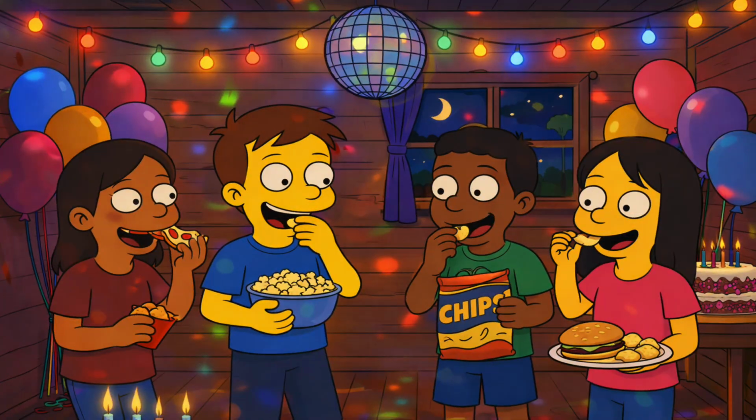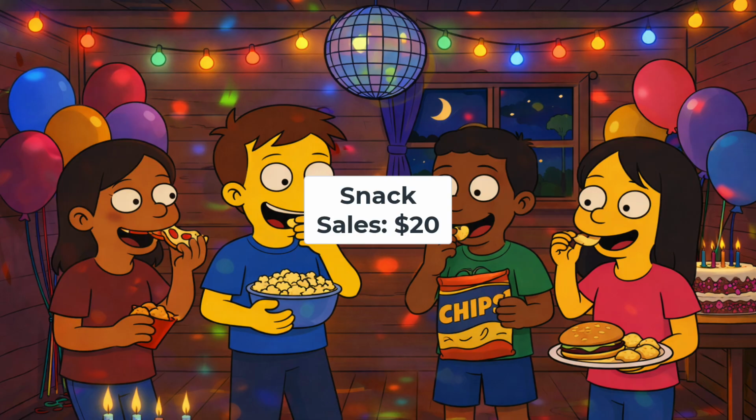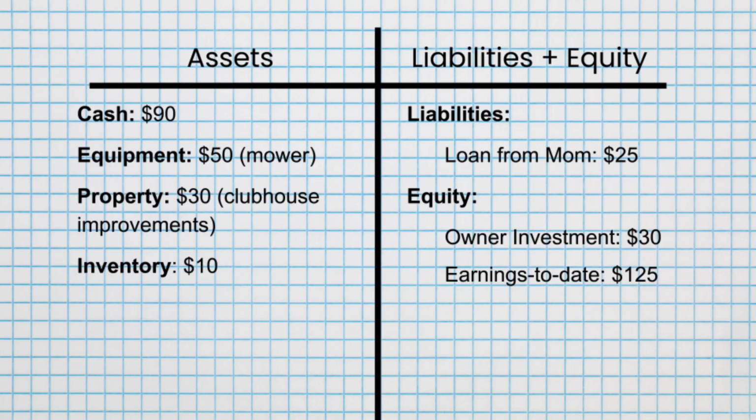During the weekend rentals, the kids at the parties buy snacks. The friends end up bringing in $20 in snack sales. So all $10 of the original snack inventory are sold. Let's break this down in the accounting statements. For cash, our $90 increases by $20 for a total of $110.